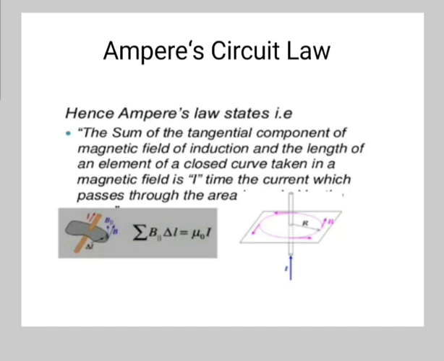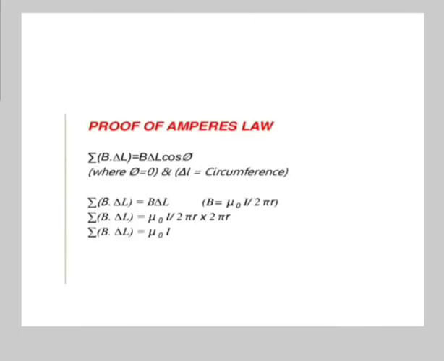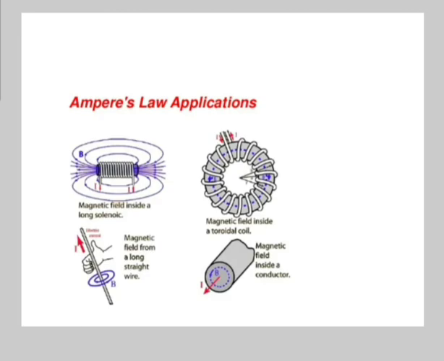Now what is Ampere's circuit law? Ampere's circuit law states that the sum of the tangential component of the magnetic field induction and the length of an element of a closed curve taken in a magnetic field is mu 0 times the current which passes through the area. So the summation of B dot delta L is mu 0 I. Now what is the proof? Here the proof of Ampere's law is given.